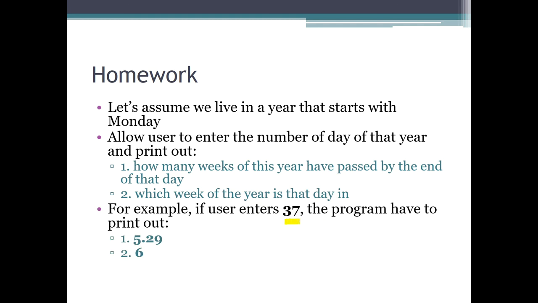For example, if a user enters 37 as the day of the year, 37 is some February 6, I think, yes? Then your program has to print out 5.29. This is how many weeks have passed by the end of the 37th day. So this is 5.29 weeks. And currently we are living in the 6th week. Naturally, if more than 5 weeks have passed, we are now living in the 6th week of the year. Therefore we assume that the year starts with Monday, because we assume that with the 1st January starts the first whole week, and we don't have to consider parts of the week and so on.